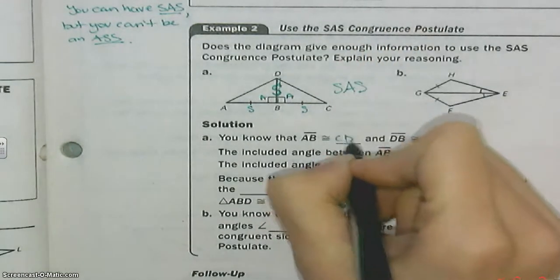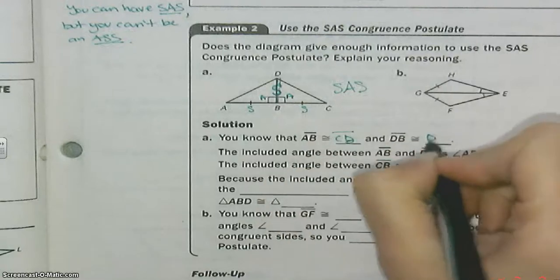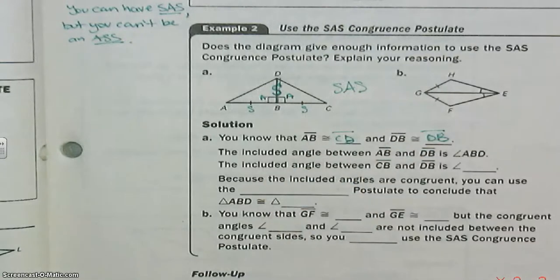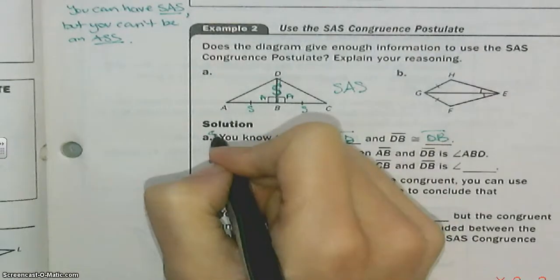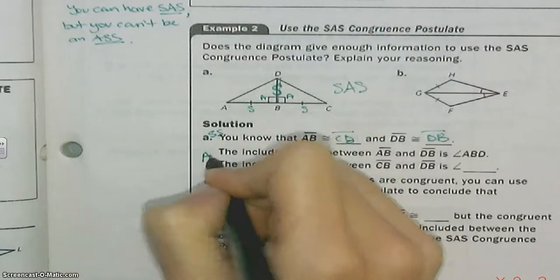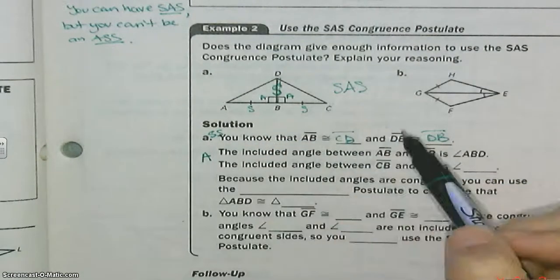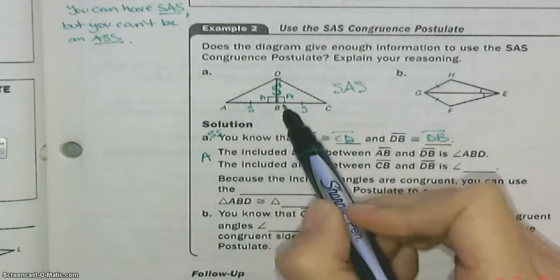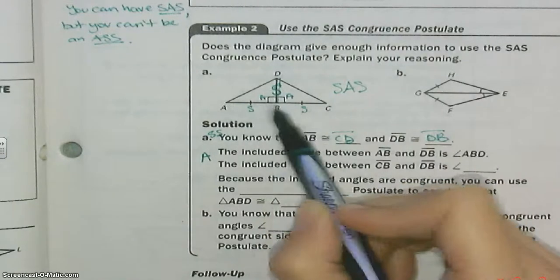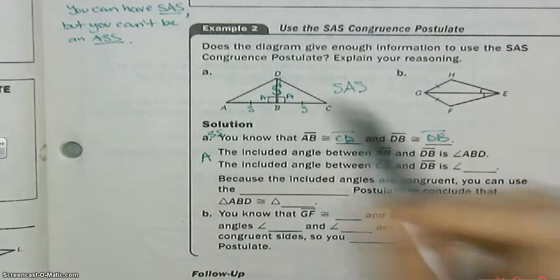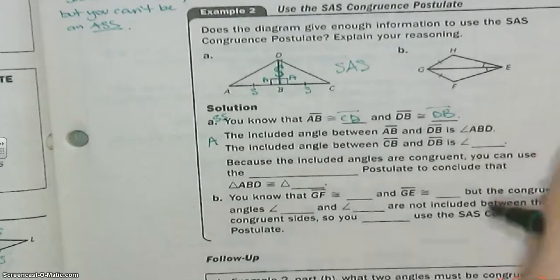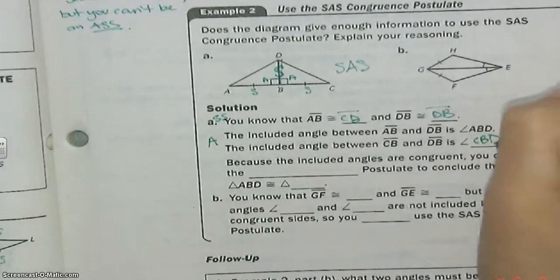AB is equal to CB. DB is equal to DB. So there's my two sides. I need to talk about my angle. And let's see, it says AB and DB. The included angle is ABD. And the included angle here is angle CBD.